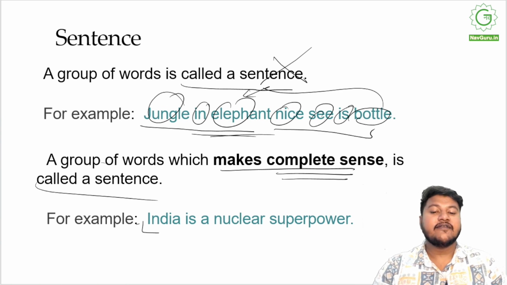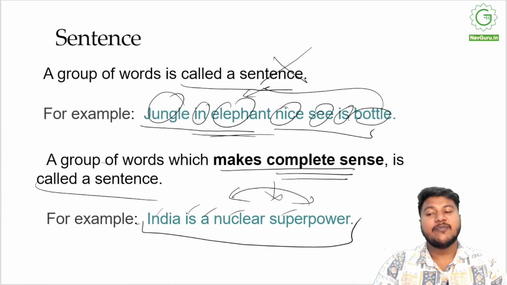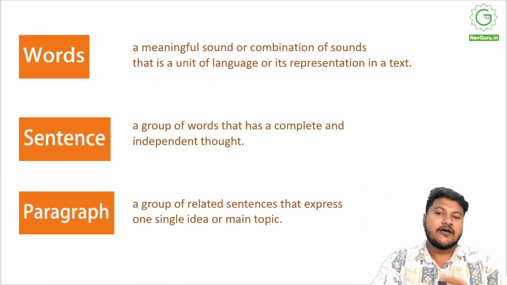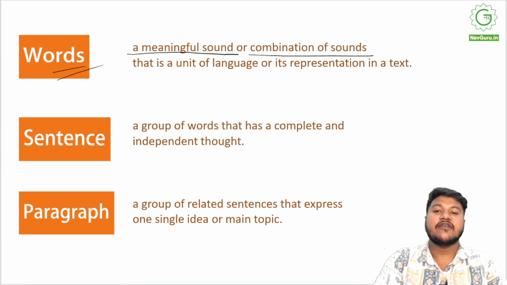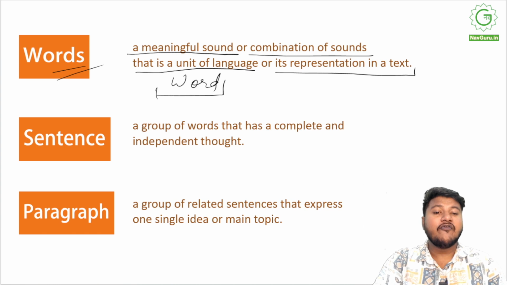For example, "India is a nuclear superpower." Now, it also has 5 words, but their placement makes sure that this is a legible and understandable phrase, and that is why this is a sentence. So basically, there are levels to it. The first, well, we have words, of course. A word is a meaningful sound or combination of sounds that is a unit of language or its representation in a text, right? So even this is a word. A word is a word, right? A sentence is a group of words that has a complete and independent thought.